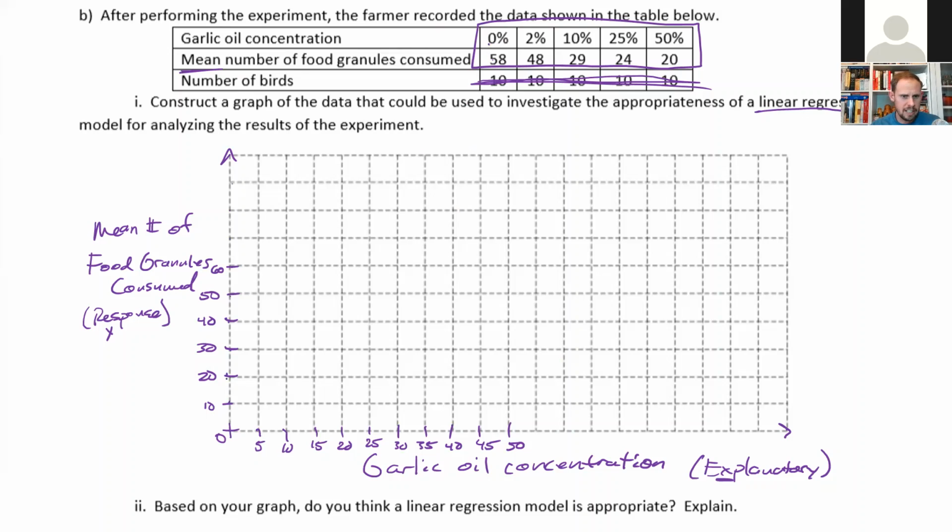So we got 0, 58 as a point. So 0, 58, we're up here. All right, 2, 48. So we're not going over much, and we're dropping down somewhere around there. These points do not have to be exact, by the way. As long as they're close, you're good. 10, 29, and we're up here at about 29. That's going to disappear on me, isn't it? There we go. 25, 24. And 50, 20.